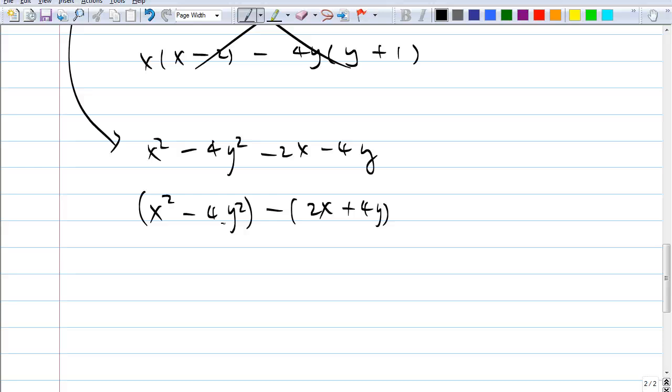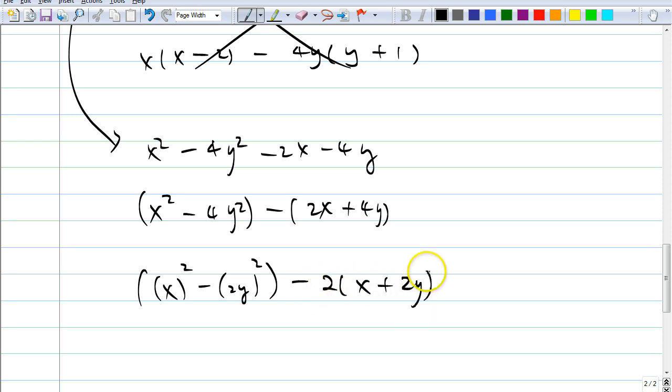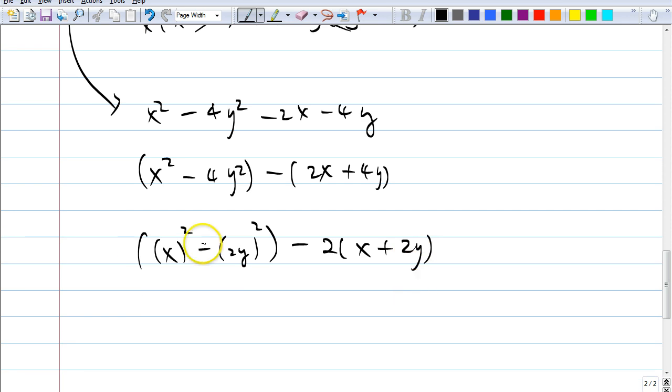How is this a difference of squares? What's your A? X. What's your B? 2y. Isn't that your B? Because 2y times 2y gives you 4y squared. Minus, well, this one, does it have a GCF? The second one? Yes. It has a GCF of 2, doesn't it? So you get x plus 2y. Correct?